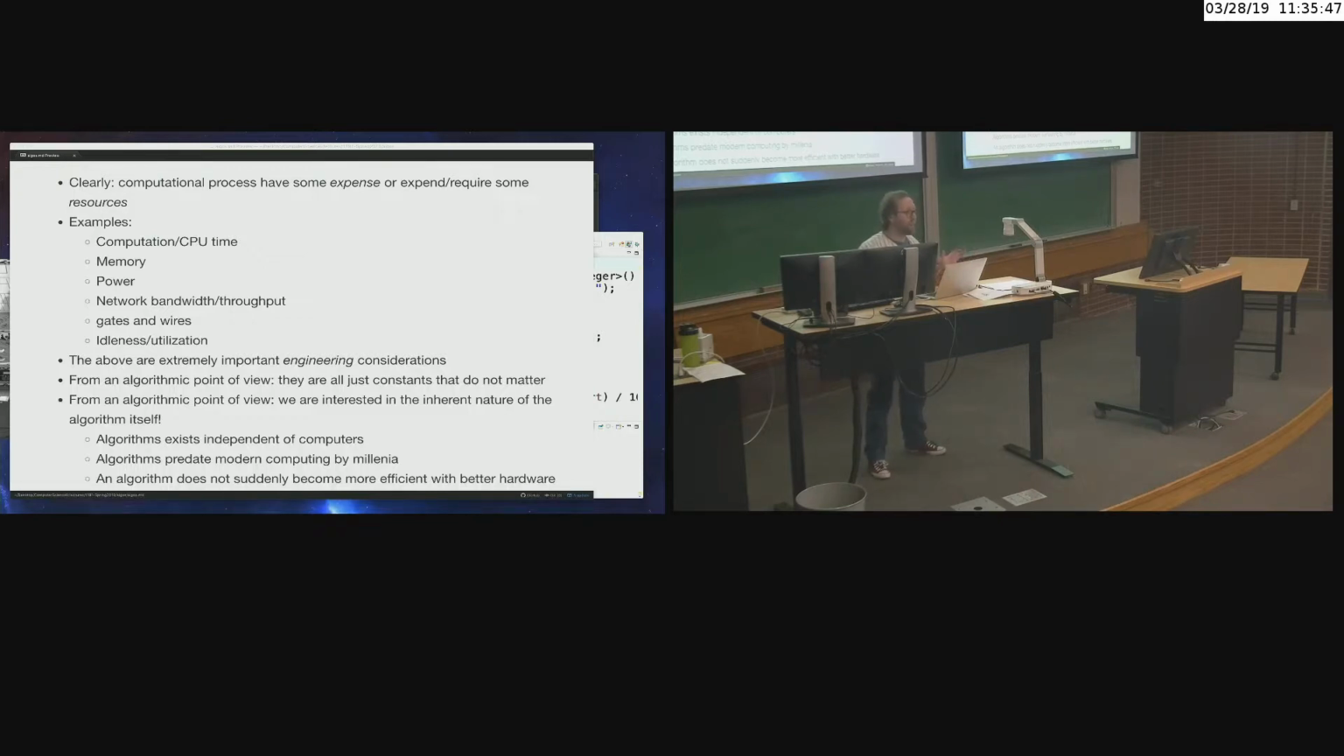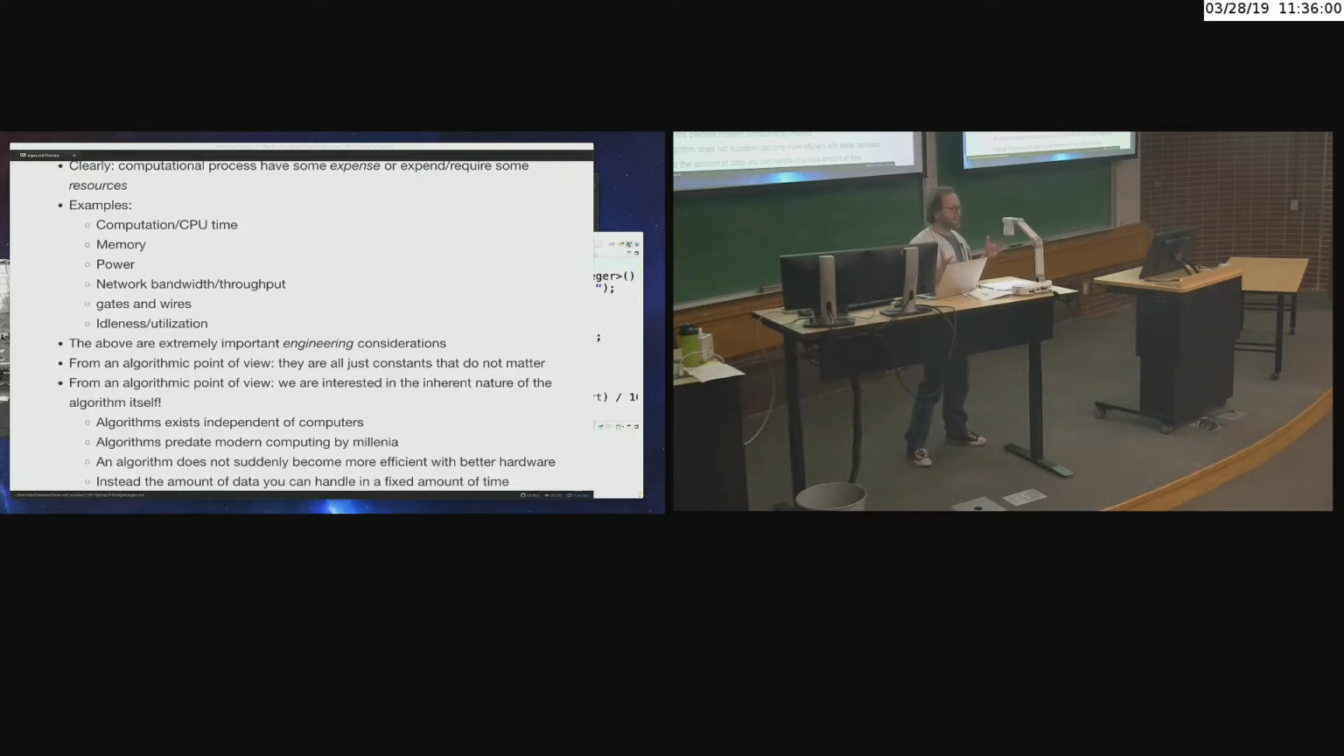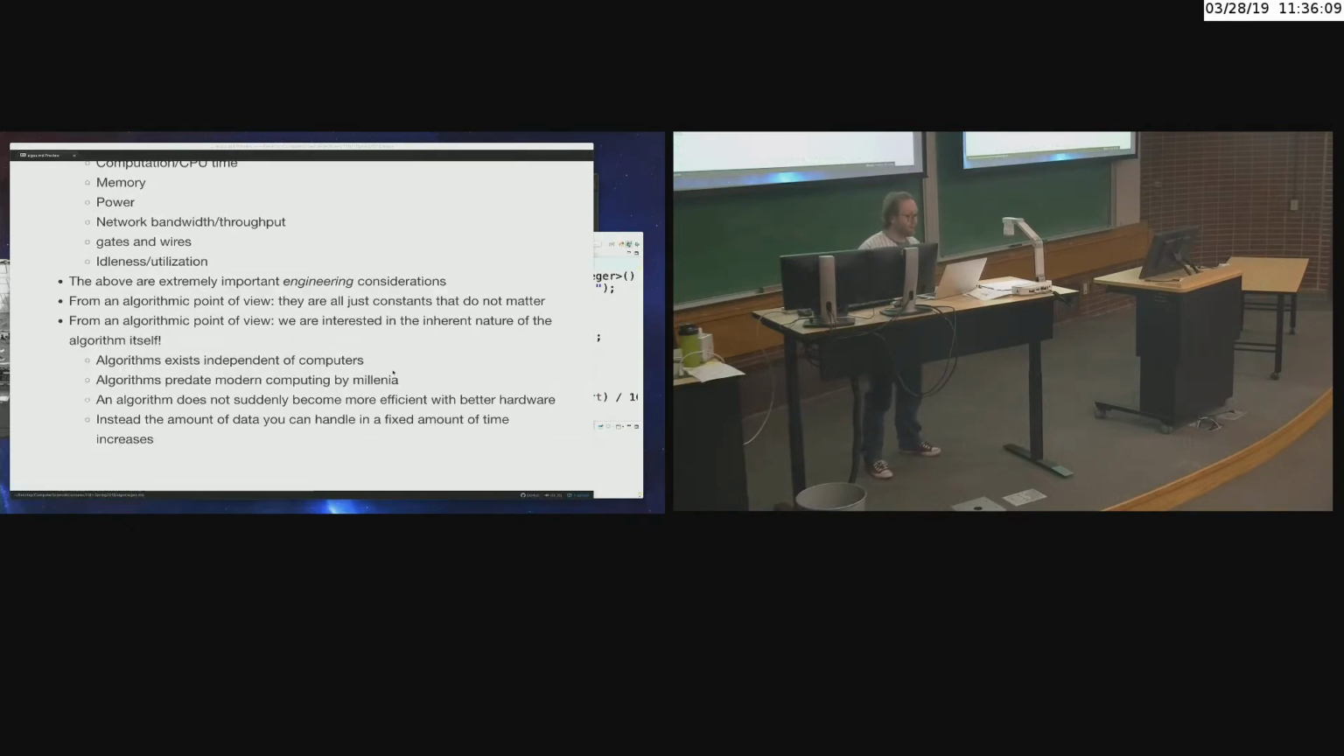Instead, the amount of data that you can handle in a fixed amount of time increases. Or, saying it another way, to handle the same amount of data takes less time with faster hardware. All of those are great engineering considerations, but they are not algorithmic considerations, right? An algorithm, instead, is a description of an abstract process, right? It requires a language to describe it, right?